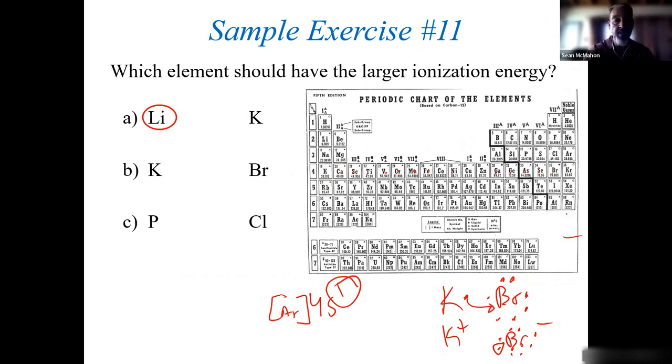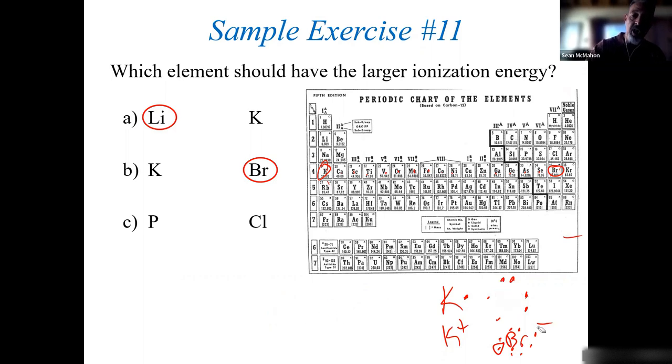But going back, who's it going to be harder to remove an electron from, bromine or potassium? Bromine doesn't want to lose an electron. It wants to gain it. So it has a really high ionization energy, and does not want to lose it. So the bromine has a larger one. Potassium has a low ionization energy.